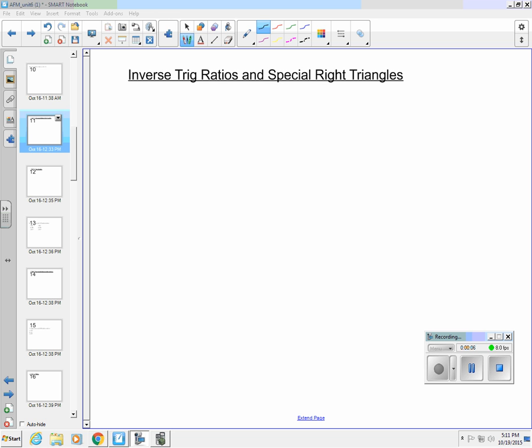This is day 2 for the unit, day 1 for the flip class. We're going to be focusing on inverse trig ratios, and we're going to do special right triangles. So first thing we're going to look at is two different special right triangles. We'll look at the 30, 60, 90 right triangle. We'll look at the 45, 45, 90.